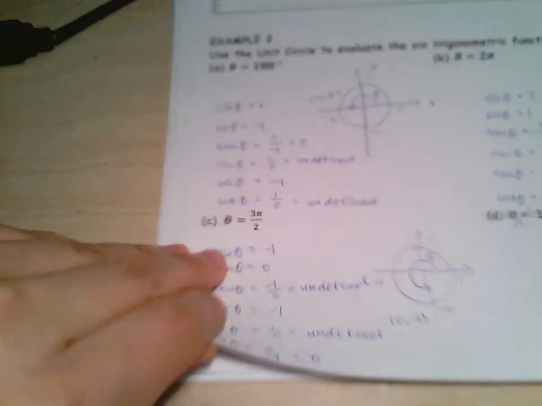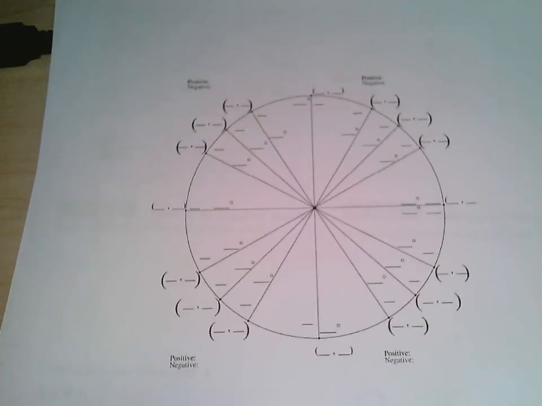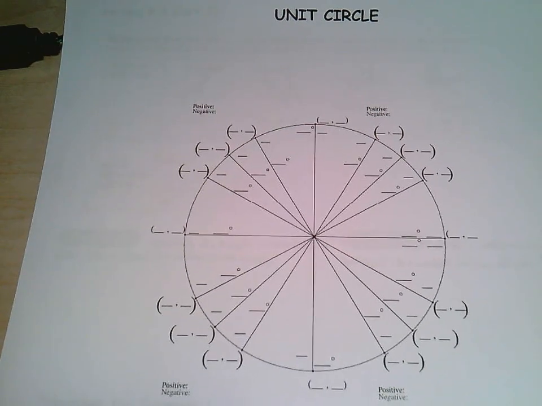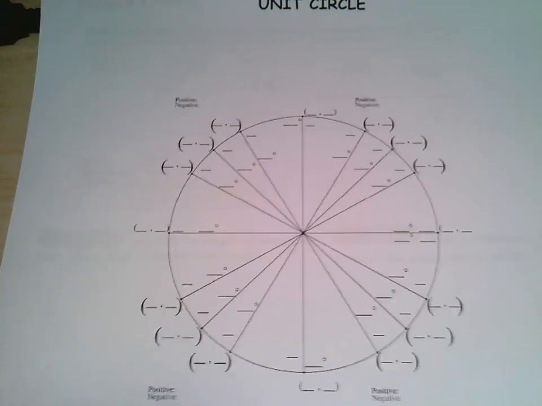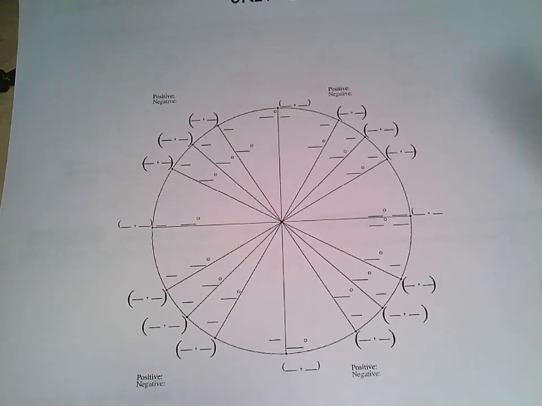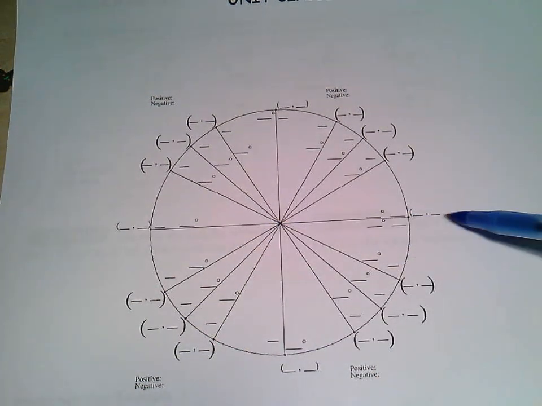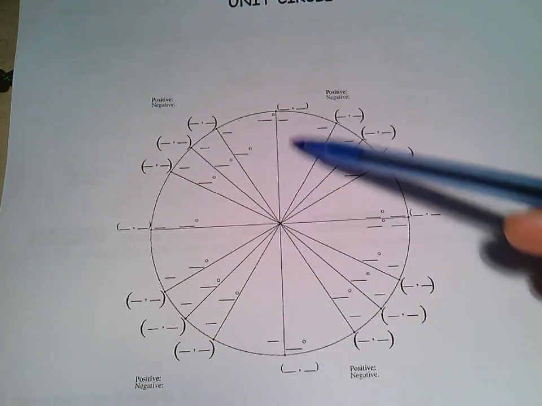Now, if you see the back side, now we have this chart. So, this chart is about the unit circle. So let me explain what this is about. If you take a look at this unit circle, this is the x coordinate, and we know that this is the y coordinate.